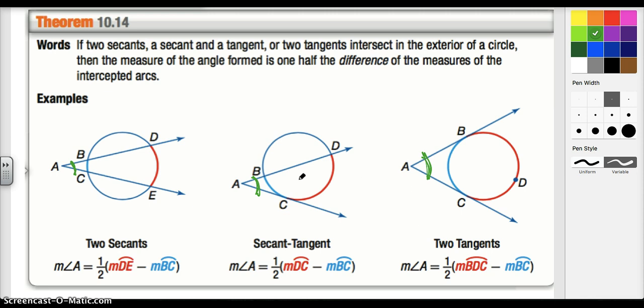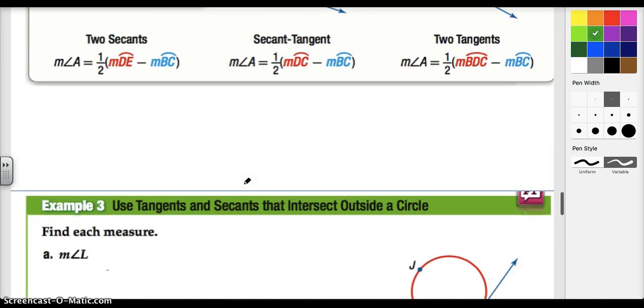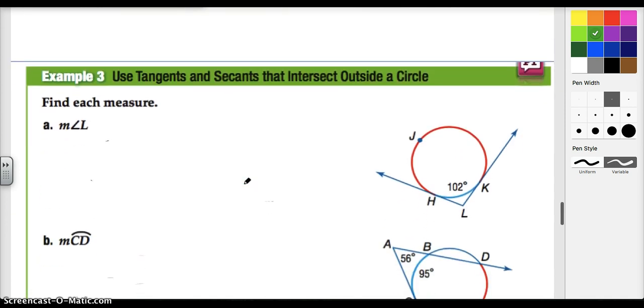So I want you to keep that in mind. Inside was the sum and the outside was half the difference. Y'all know what I'm talking about? All right, let's see if we can apply this new information. So we find the measure of each angle. Here's angle L. This is a perfect opportunity.